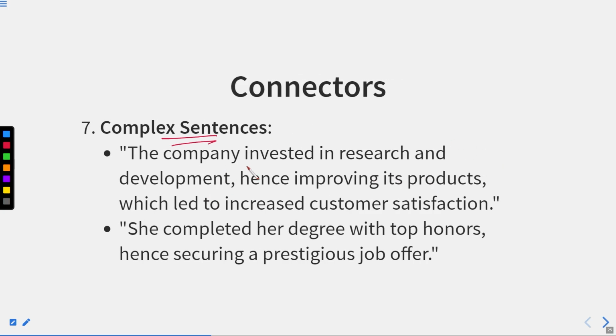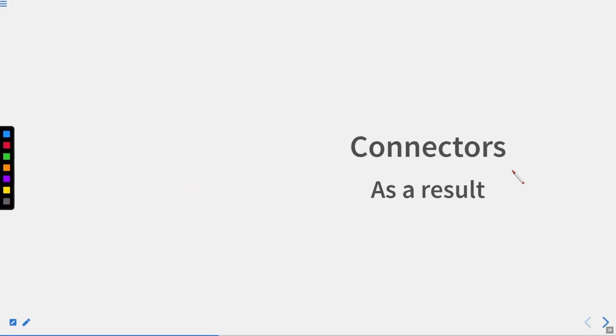Now, complex sentences. The company invested in research and development, hence improving its products, which led to increased customer satisfaction. She completed her degree with top honors, hence securing a prestigious job offer.